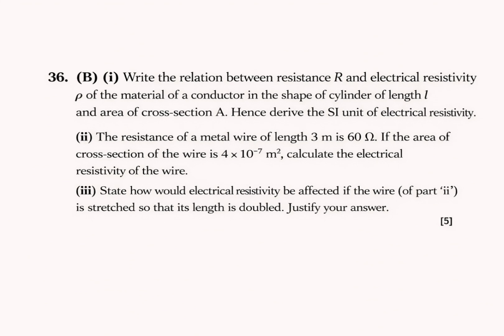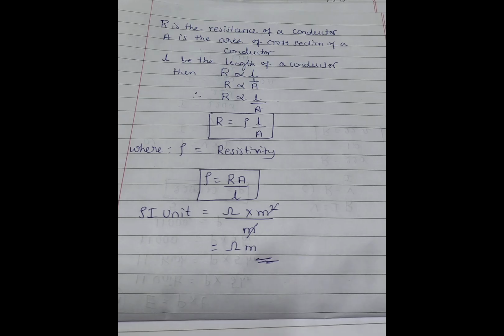This is our question. Our first question is: write the relationship between resistance R and electrical resistivity rho of the material of a conductor in the shape of a cylinder of length L and area of cross section A. Hence derive the SI unit of electrical resistivity. So here they have given length, area of cross section, resistivity, and also resistance. By using this, you start your answer like this: R is the resistance of the conductor, A is the area of cross section of the conductor, L is the length of the conductor.